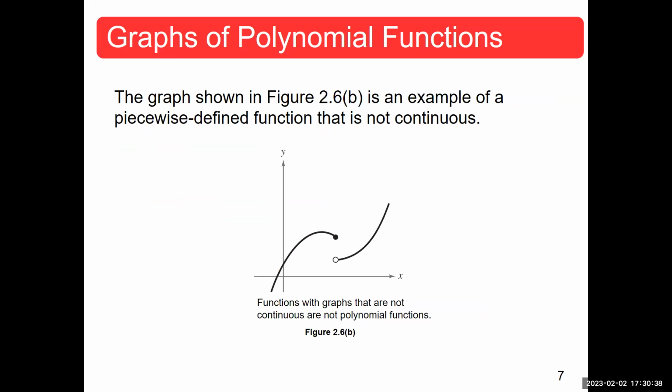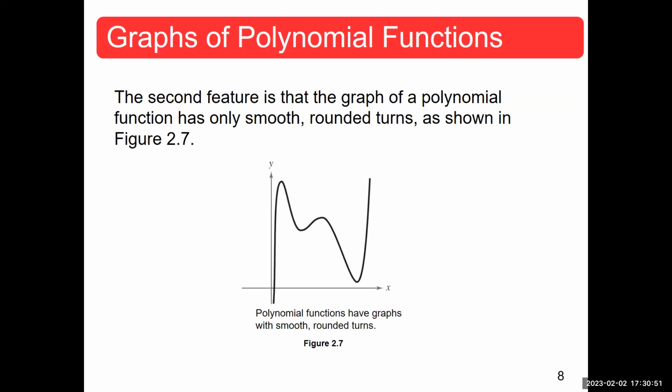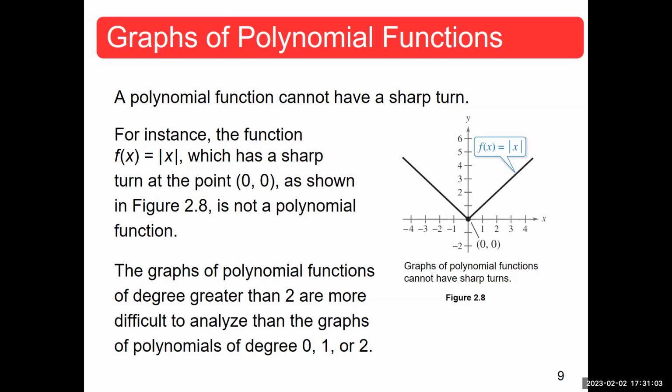Sometimes it could be continuous with one break. You can say it is continuous except at one value. So again, the function has smooth, rounded turns. This function, absolute value of x, is not truly a polynomial function because it has a sharp corner; it is not smooth.